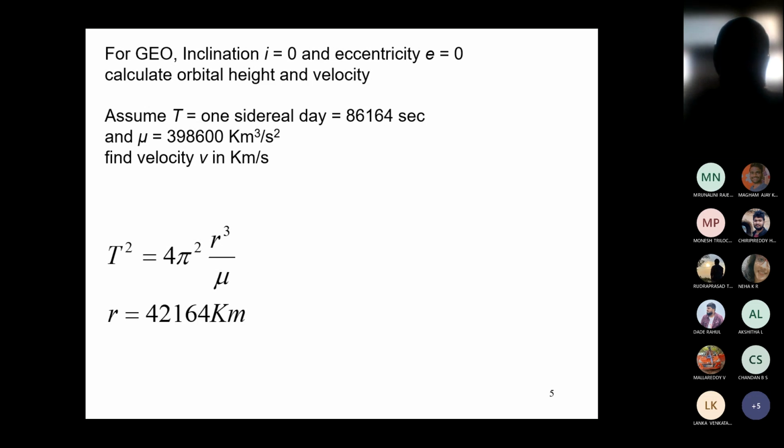And if you can recall, if the satellite orbit is a circular orbit, we had an expression that T square is equal to 4 pi square into r cube divided by mu. This expression we have obtained from the third law of Kepler, where the value of r is the orbital height from the center of the Earth. We consider it as 42,164 kilometers from the center of the Earth. But if you take from the surface of the Earth, it will be approximately 35,000 something.